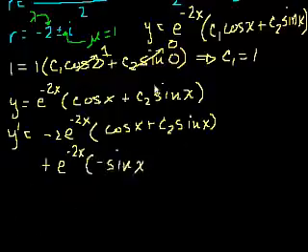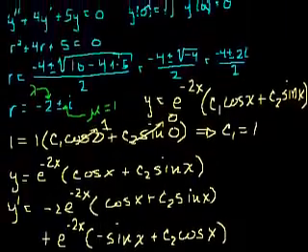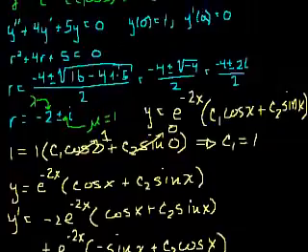Minus sine of x. And then what's the derivative of c2 sine of x? Well, it's plus c2 cosine of x. Let's see if we can do any simplification here. Well, actually, the easiest way, instead of trying to simplify it algebraically, let's just use our initial condition. Our initial condition was y prime of 0 is equal to 0.